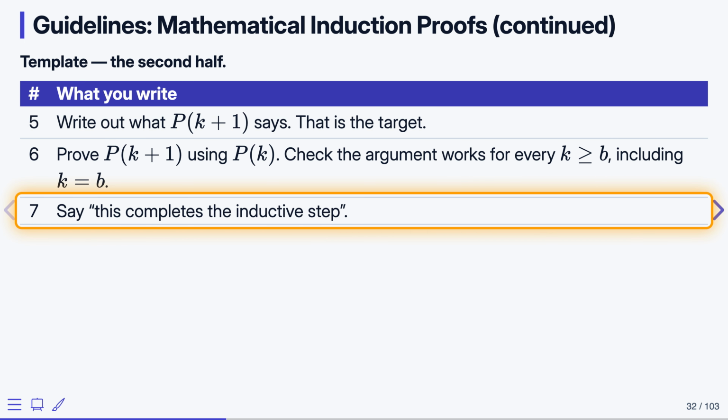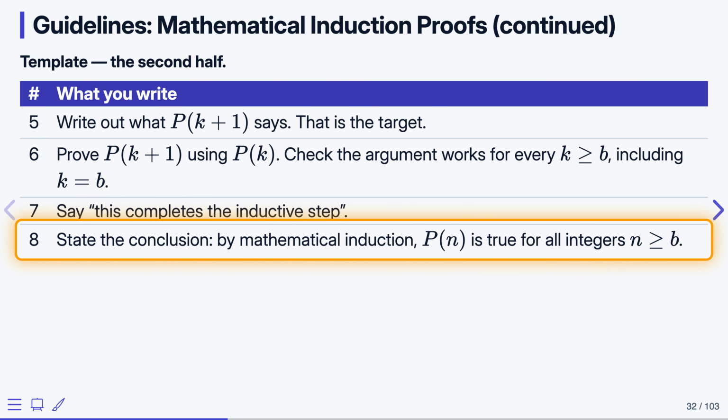Step 7. Say clearly that the inductive step is done. Step 8. Give the final conclusion. By mathematical induction, P of n is true for all integers n at least b. Follow these 8 steps, and your proof will be complete and correct.